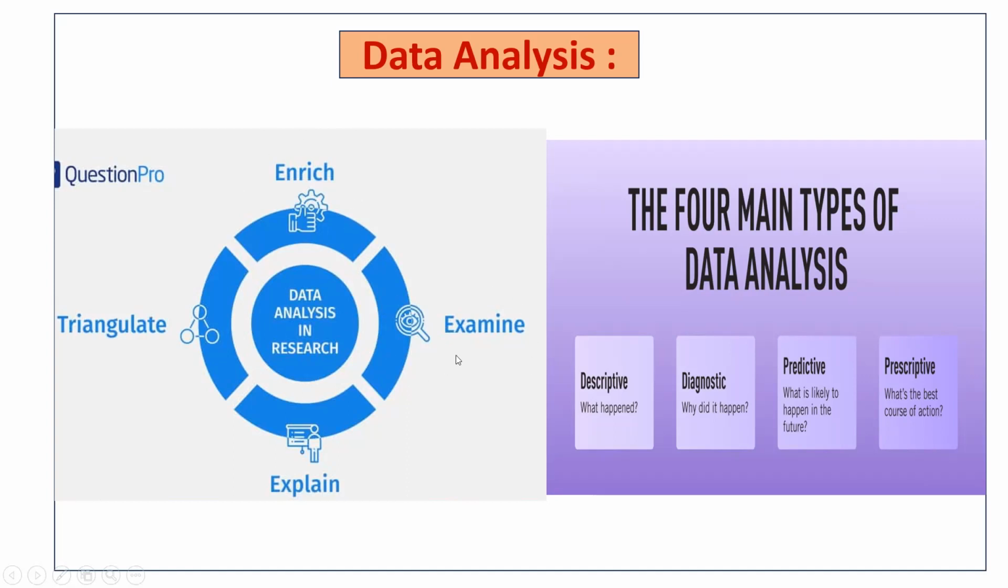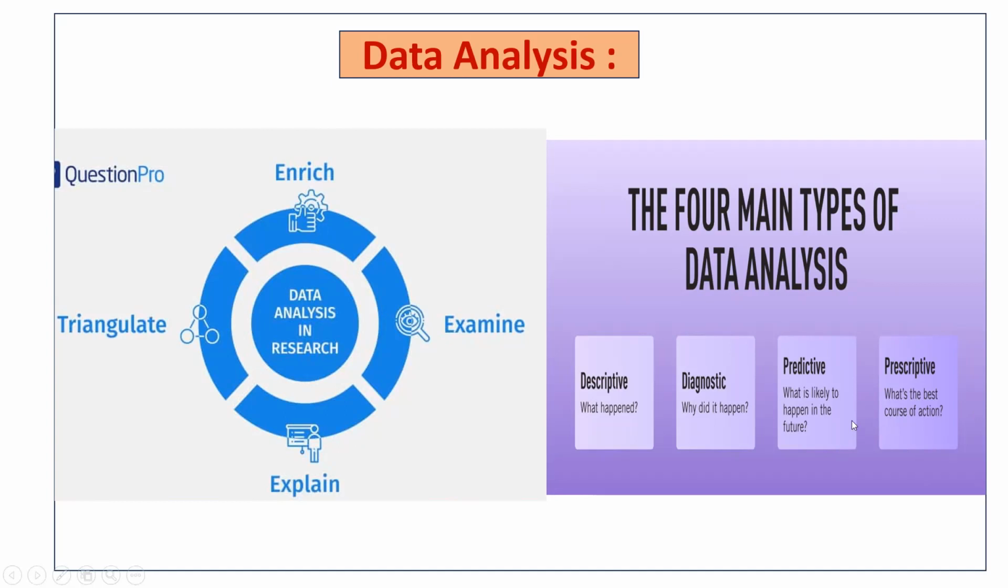Then you need to examine the data. Then you need to triangulate the data. In a sense, you cannot use only one method for data analysis. You can use multiple methods. That is what is called triangulating the data. So use multiple methods to analyze the data, and then you must be able to explain the data. There are many different types of analysis of data you will find. A few of them, mostly, I'm going to just explain.